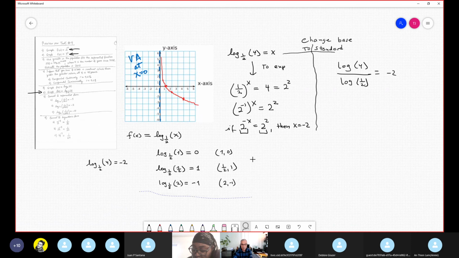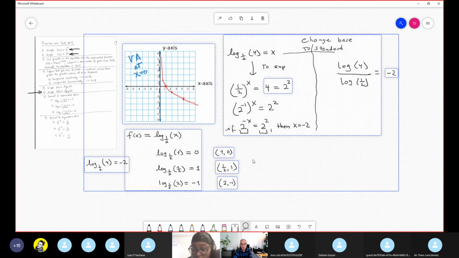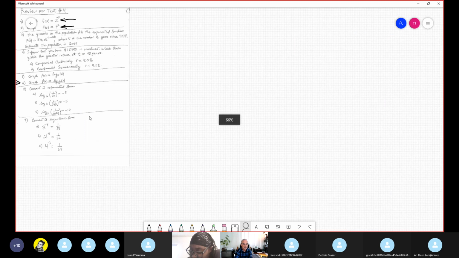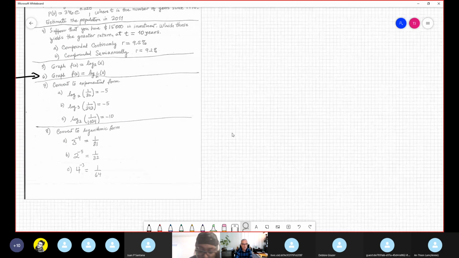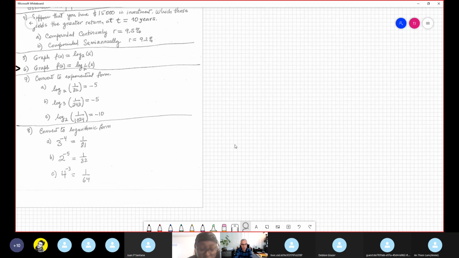Any questions, guys? No? So far it's okay? Okay, let's move on. This is the easy part. Wow, super easy. Look, in the test you can see several questions on conversion, exponential to logarithm or logarithm to exponential, in both directions.